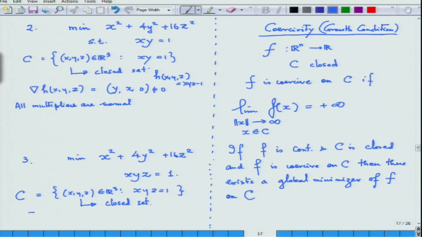In this case, you have that grad of h. If I take this as my h, x, y, z minus 1 equal to 0, then I will have here, and this is not a 0 vector. So here also all the Lagrange multipliers are normal.